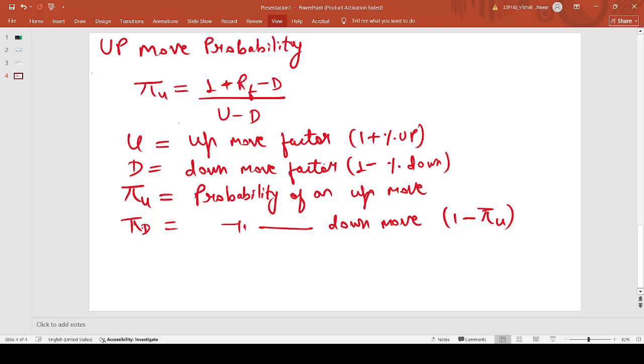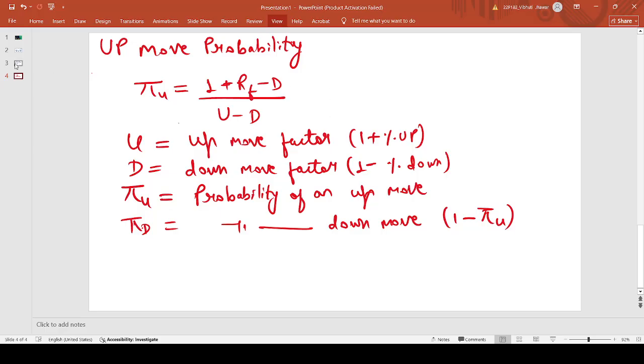1 minus percentage down. Pi U is your probability of an up move, and this is the probability of the down move, which is 1 minus probability of up move. So this is the formula for how to calculate the probability of an up move. What is the probability that the stock price will increase? (1 + RF - D) / (U - D).